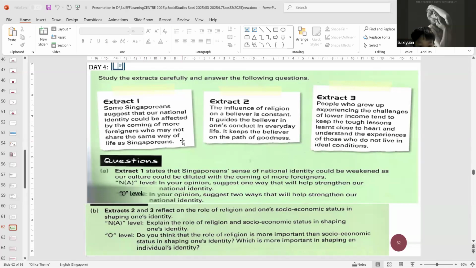Some Singaporeans suggest that our national identity could be affected by the coming of more foreigners who may not share the same way of life as Singaporeans. So is it before year 2000, during this period, or after 2025, Xingyan? During this period. Yeah, this extract.